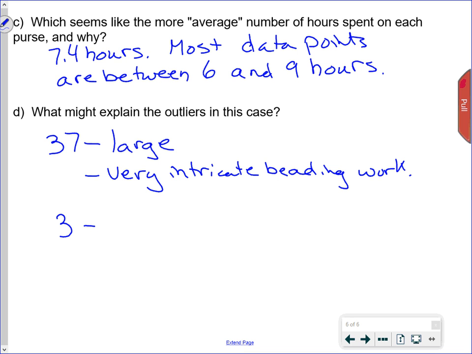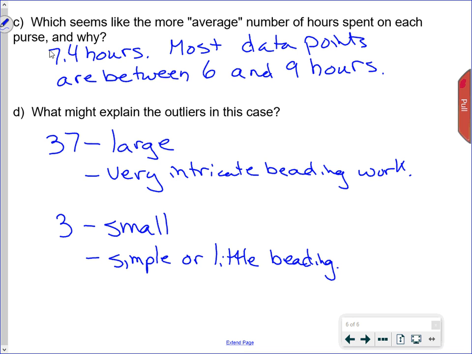For a purse that only took 3 hours, we can say that this was maybe a very small purse. And maybe there was a very simple beading pattern that needed to be put on, or just very little beading work. So that would explain a possible reason for the two outliers.